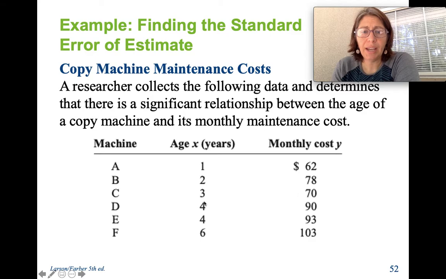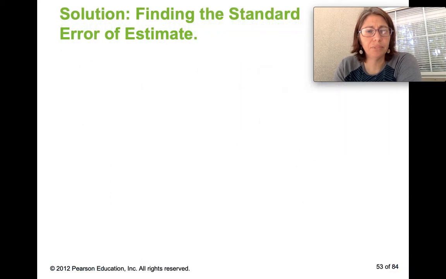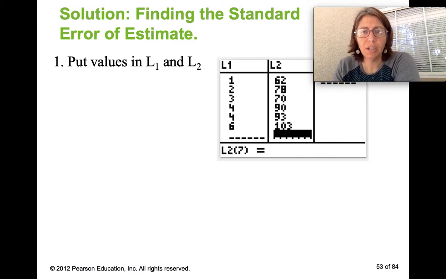So take a minute to pause the video and put these in list 1 and put these in list 2. All right, age goes in list 1, cost goes in list 2. When you've got it put back in, come back and we'll talk about it. Okay, so you've put the ages in list 1 with the corresponding costs in list 2. That's the first thing you're going to do when finding the standard error of estimate.